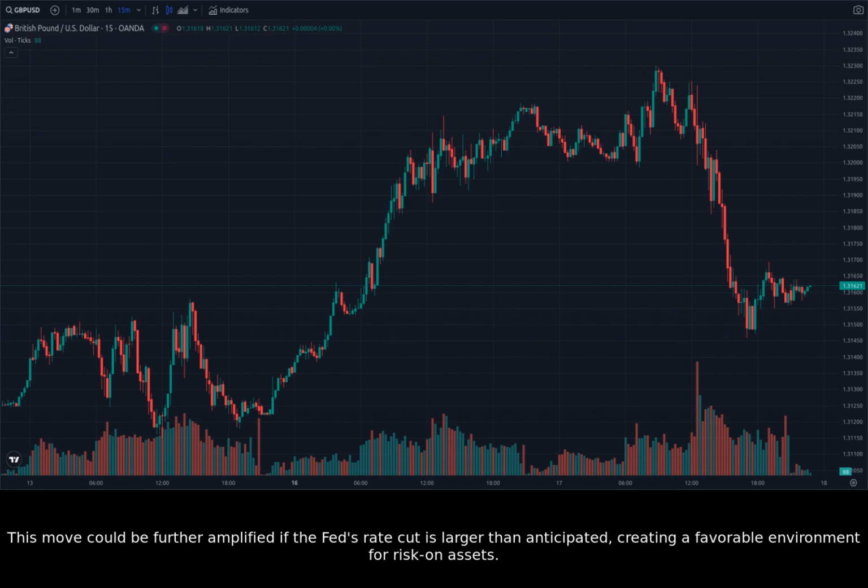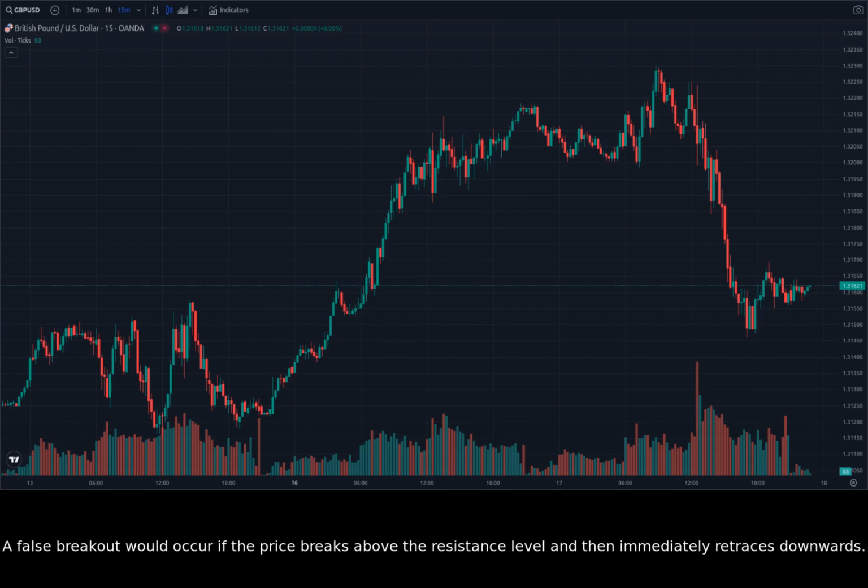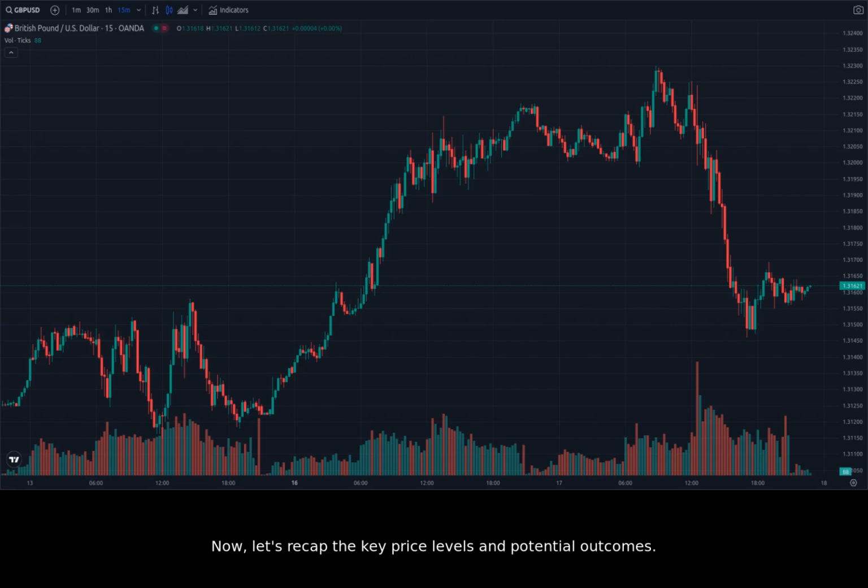risk-on assets. However, we should also be aware of the potential for a false breakout, which could lead to a quick reversal downward. A false breakout would occur if the price breaks above the resistance level and then immediately retraces downwards. Therefore, it's essential to be cautious and wait for a strong confirmation before entering any long trades. Now, let's recap the key price levels and potential outcomes.